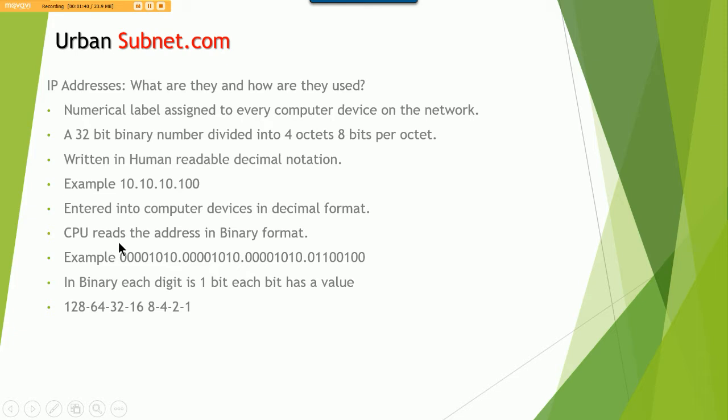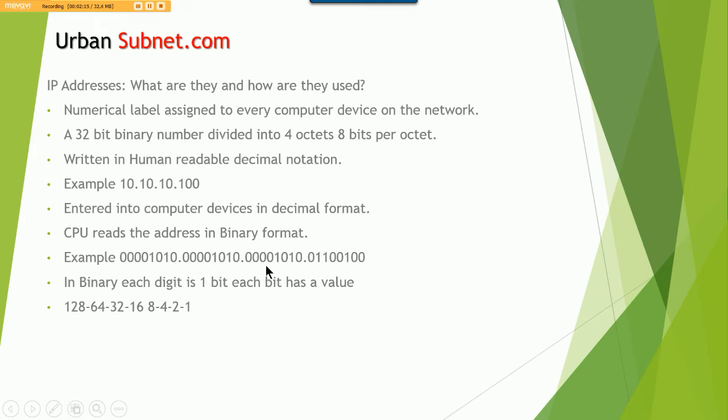Now the CPU reads the address in the binary format. So the CPU reads the zeros and the ones, which is the binary numbering system, has 2 digits, 0 and 1. So the computer would see the binary form of 10.10.10.100, and this is how it reads the same address that we have here. We use the decimal system, which has 10 digits, 0 through 9, and the computer uses the binary system, which has 2 digits, 0 and 1.